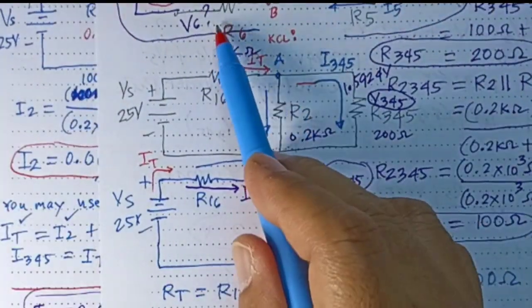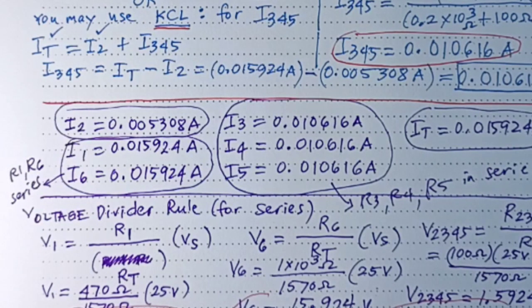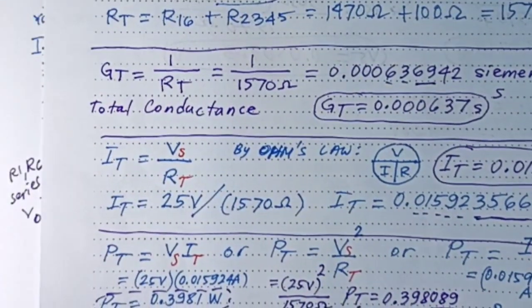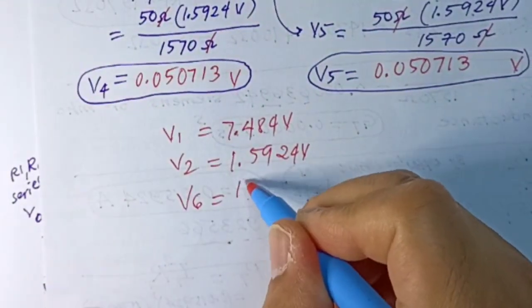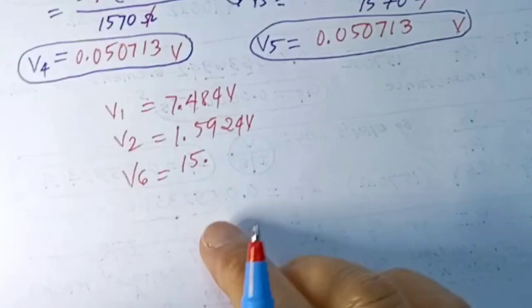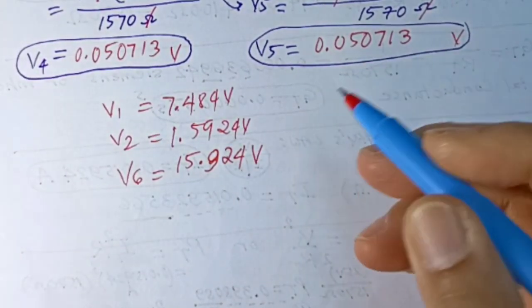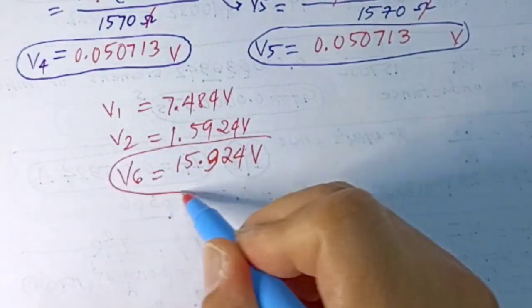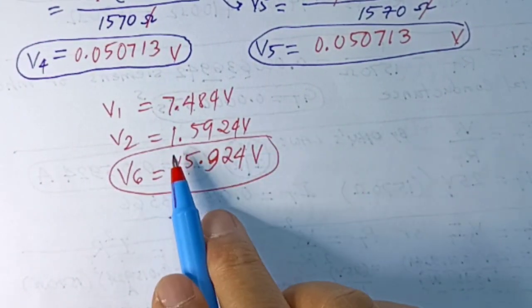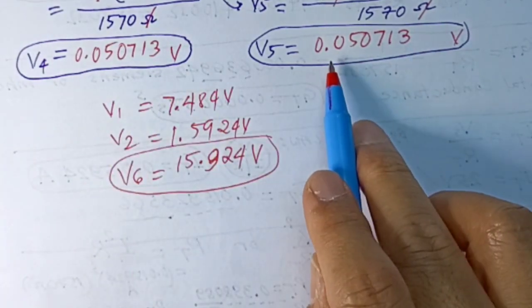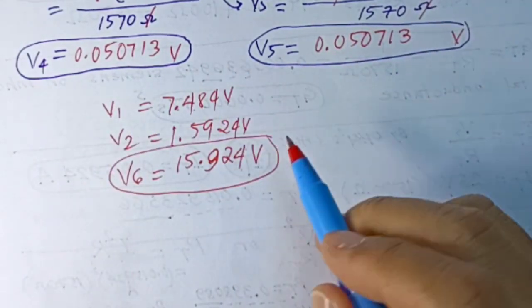And then V6, of course, V6 is here. So how much is our V6? It's 15.924 volts, our V6. Now you might also say, why is the V6 so big? The others are only 1, this is 7, this is very small, less than 1.